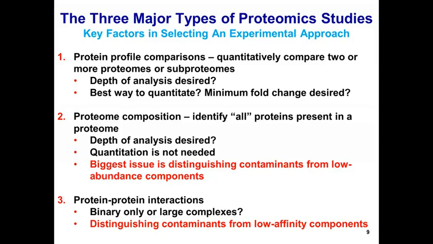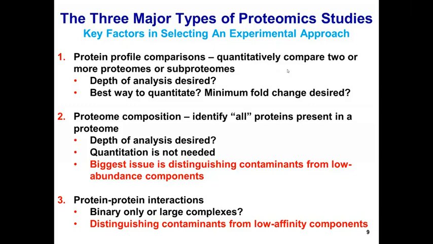The three major types of proteomic studies, and key factors in selecting an appropriate experimental approach, are summarized here. Protein profile comparisons are quantitative comparisons of 2 or more proteomes or subproteomes. Key question is, what's the depth of analysis needed? Another is, what's the best way to quantitate? And what is the precision associated with this? What's the minimum fold change desired?